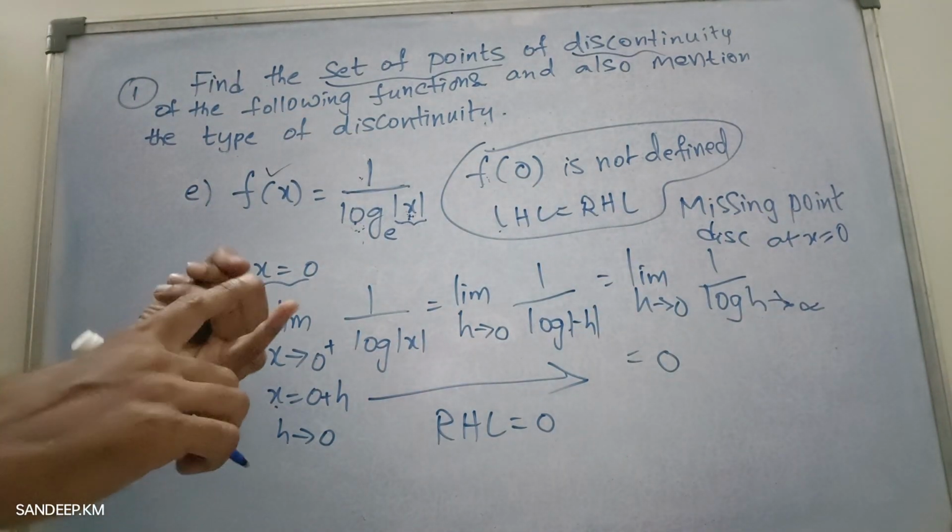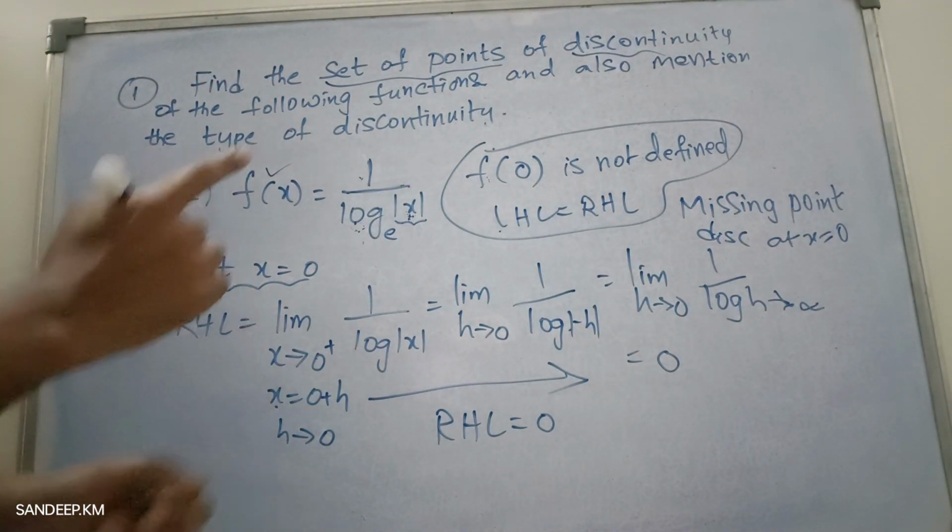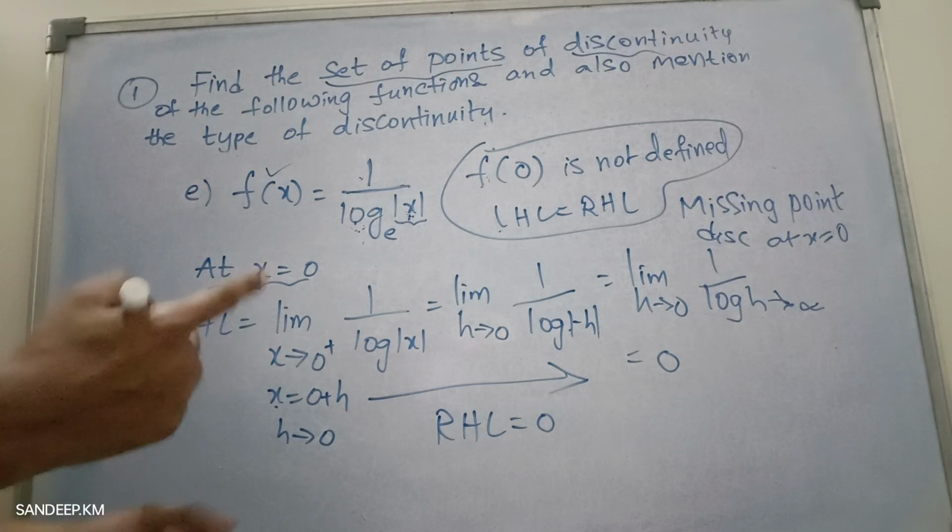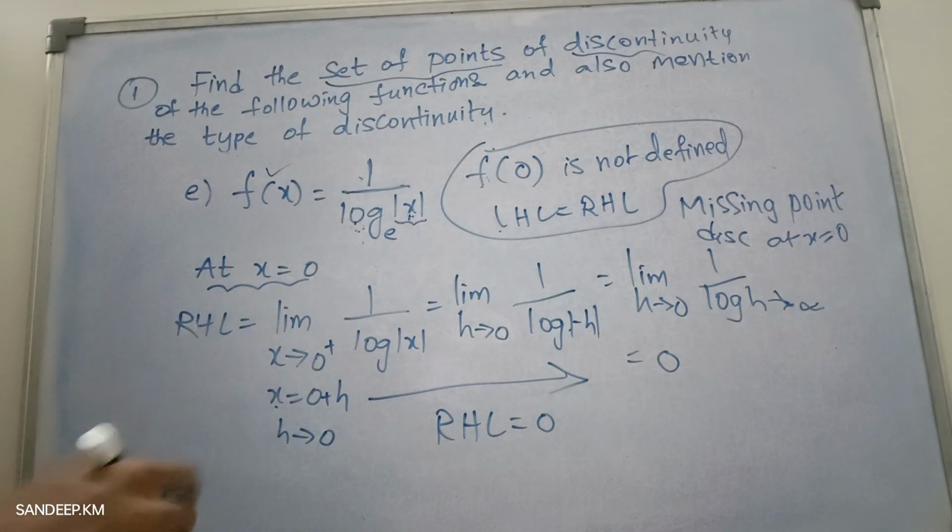So therefore at x equal to plus 1 and minus 1, it has infinite type discontinuity, and at x equal to 0, it has missing point discontinuity.